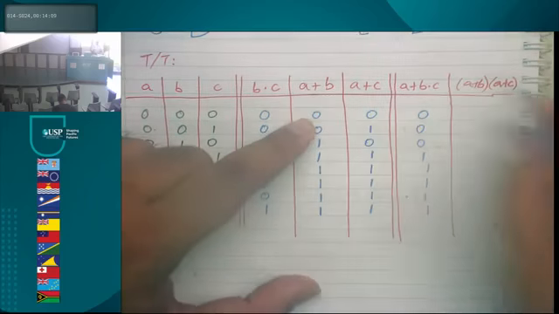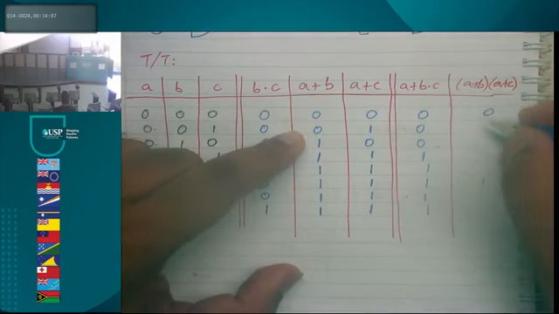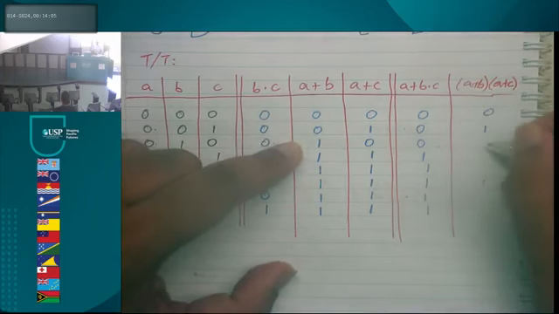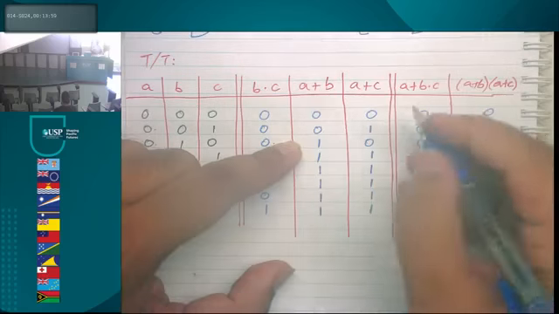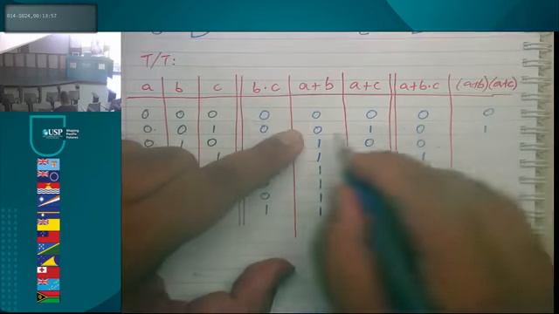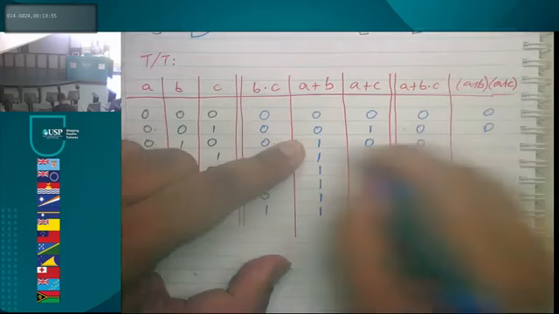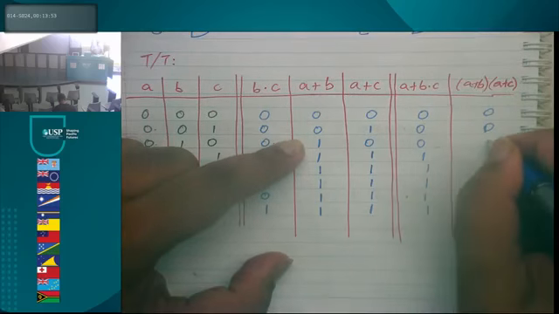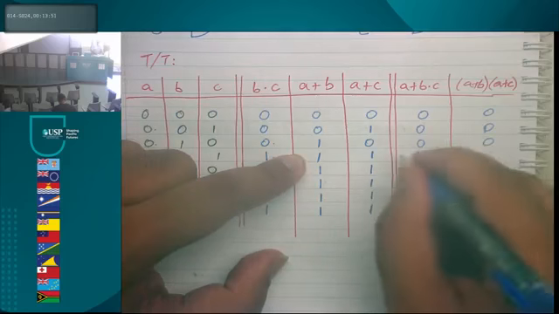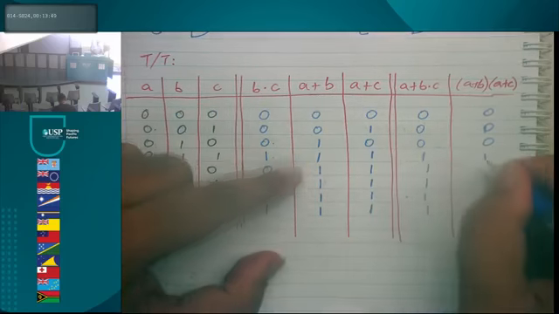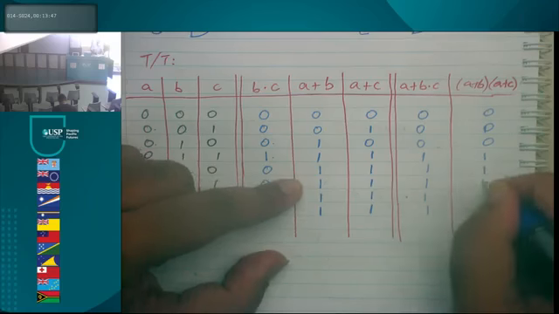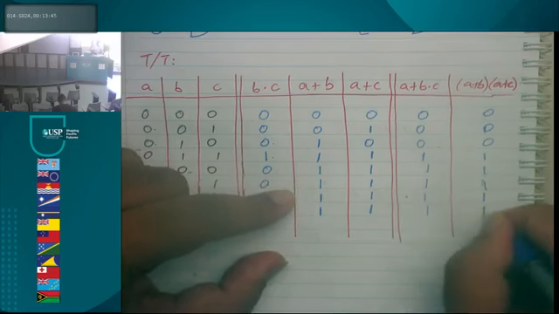So 0 or 0 will be 0. 0 or 1 will be 1. Oh sorry, it's an AND, eh? 0 and 0 will be a 0. 0 and 1 will be a 0. 1 and 0 will be a 0. 1 and 1 will be a 1.